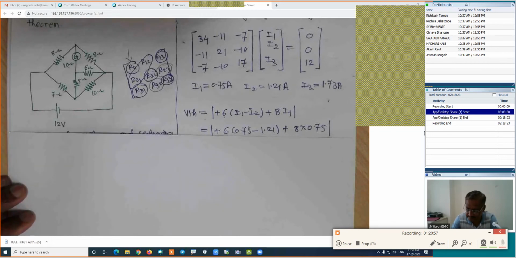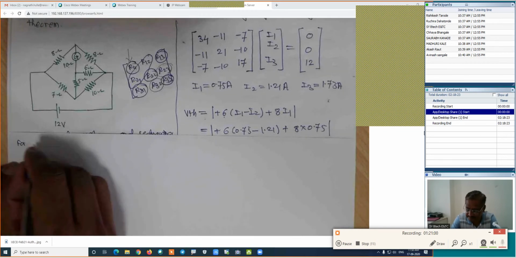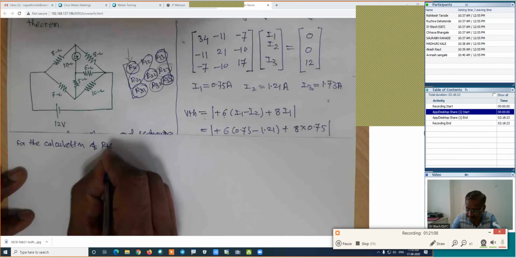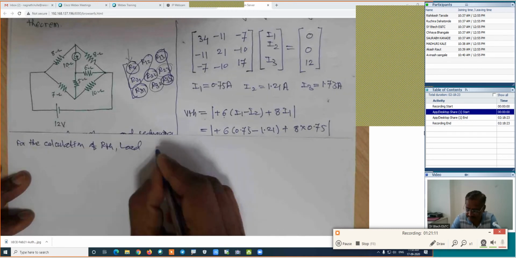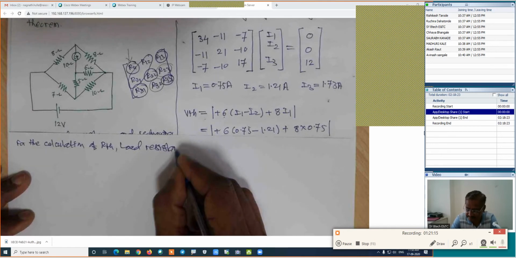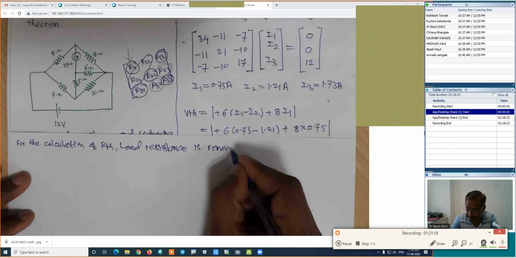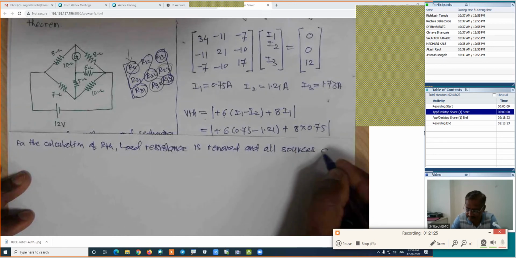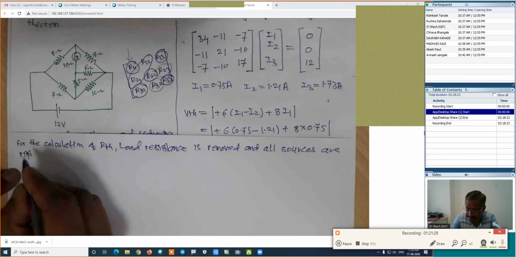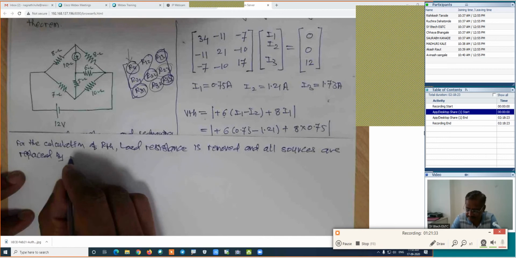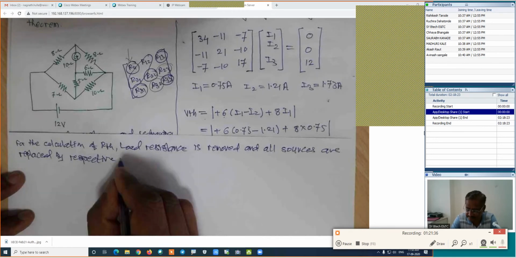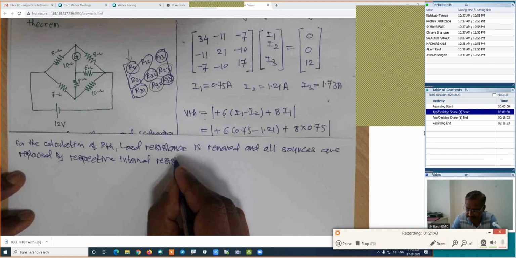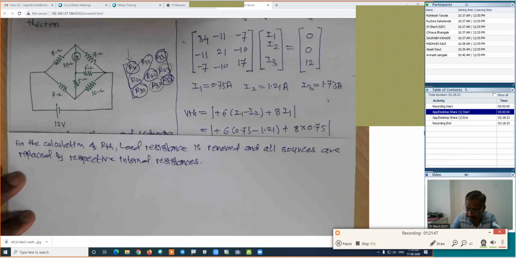I will write some points for this. For the calculation of RTH, the load resistance is removed and all sources are replaced by their respective internal resistances. This is right. Respective internal resistances.